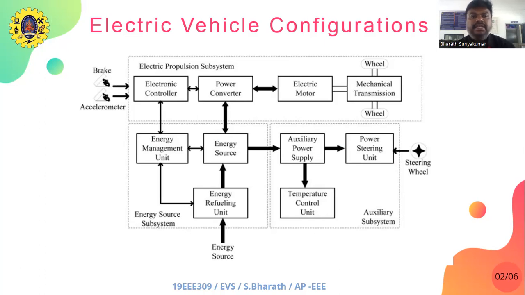So what happens inside this? When you apply the brake or the accelerometer, the input signal is given to the electronic controller. The electronic controller converts it into electronic signals and gives it to a power converter, which converts the form of output to the input for the electric motor, which in turn controls the mechanical transmission, and it controls the wheel. The other two subsystems are the energy source, energy management system, and the auxiliary power systems. So this forms the basic block of an electric vehicle.